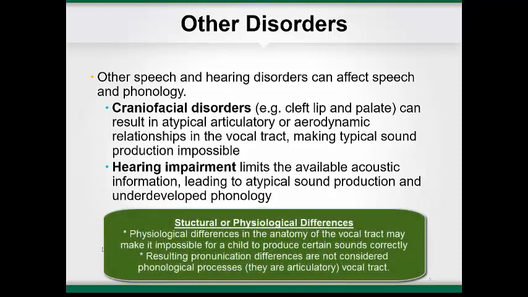On the other hand, physiological differences in the speech mechanism, that is, in the articulators and the vocal tract, can have aerodynamic or articulatory consequences that might make the production of certain sounds impossible for a child. For example, a child with a cleft palate may be unable to prevent airflow over the velum and into the nasal cavity, even when the velum is raised. This will make the appropriate production of stop, fricative, and affricate consonants impossible for that child.